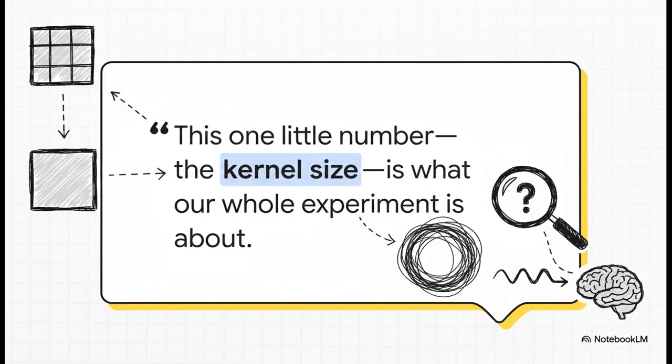And this is what's so cool about this setup. The size of that little filter, whether it's tiny like 3 pixels by 3 or bigger like 7 by 7, is the only thing we're changing. This one little number. That's what this entire experiment is about.